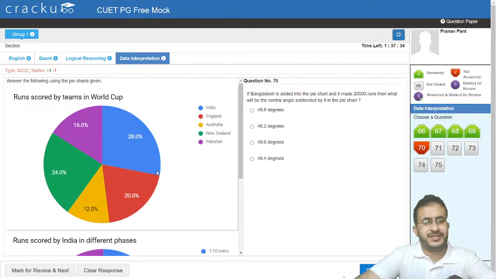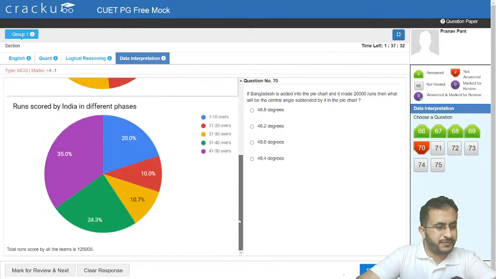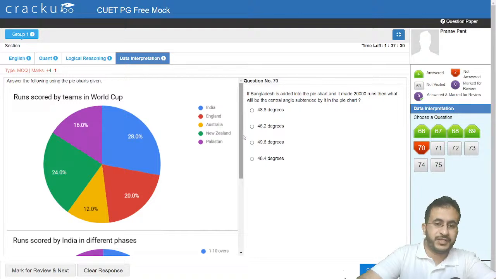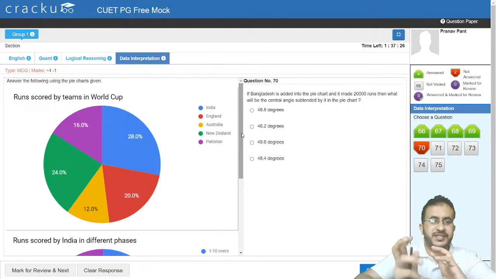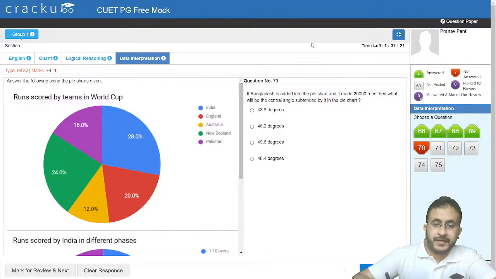We do not have to basically calculate based on 1,25,000. So that's the beauty of the pie chart. Any ratio-based or percentage increase questions can be answered without even using the total. If Bangladesh is added to the pie chart and made 20,000 runs, then what would be the central angle subtended by it in the pie chart, right?